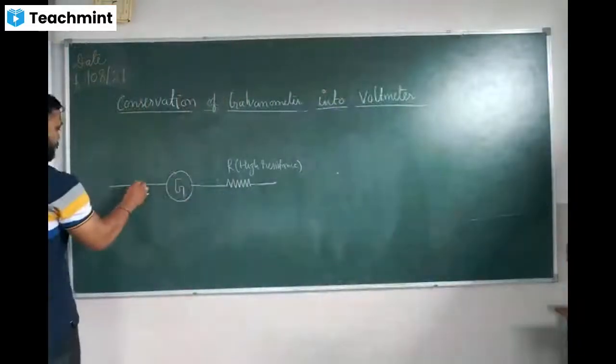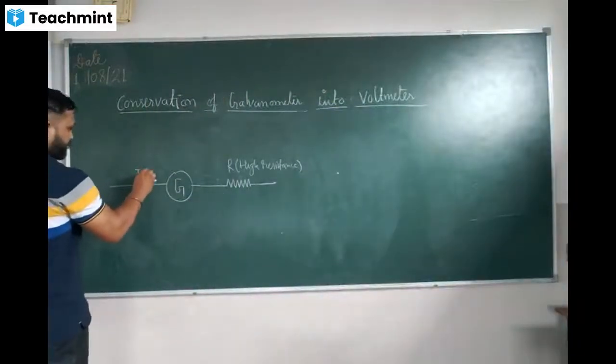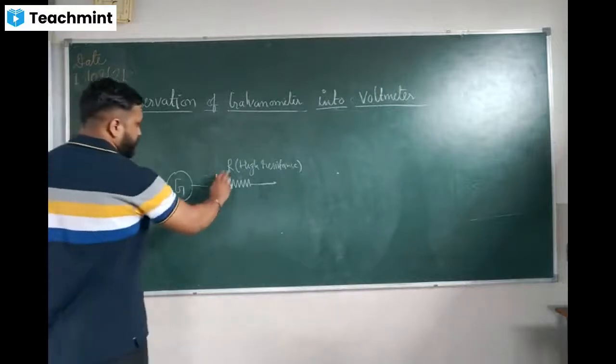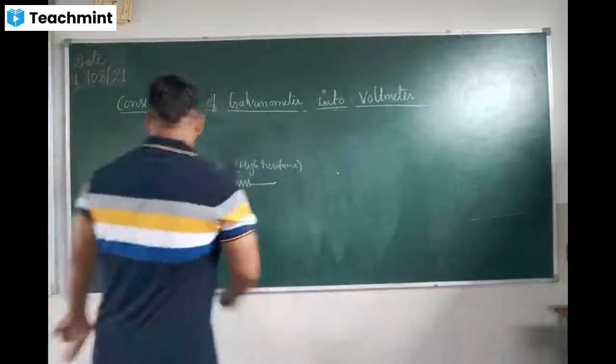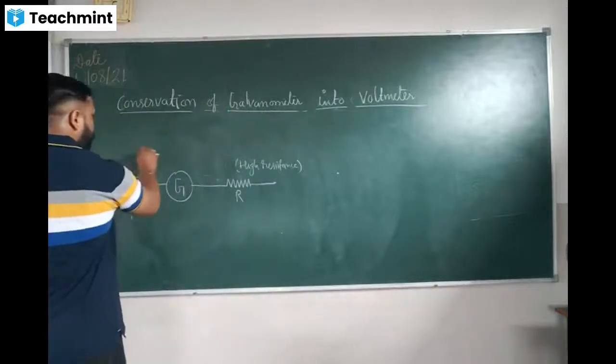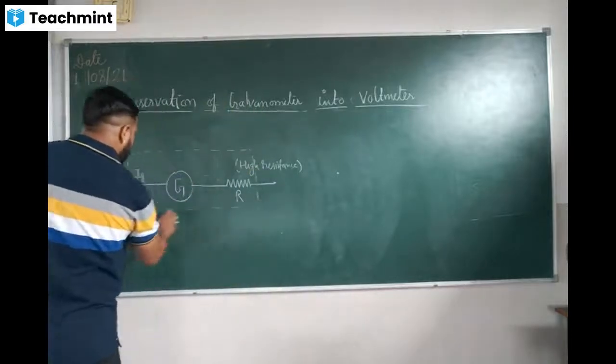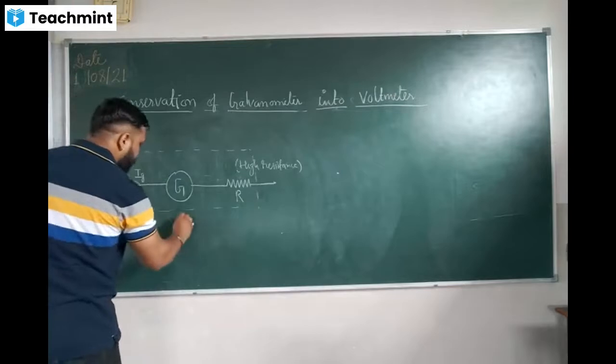And if the Ig amount of current is flowing, this is G, this is the resistance connection. So this arrangement is generally known as voltmeter.